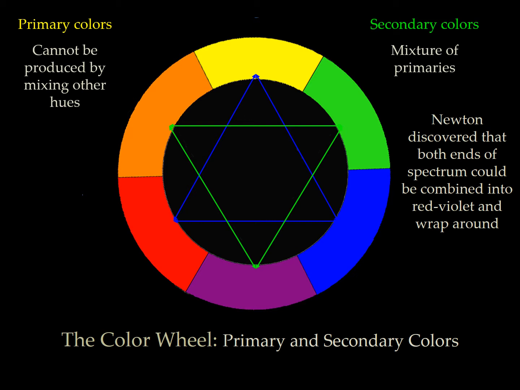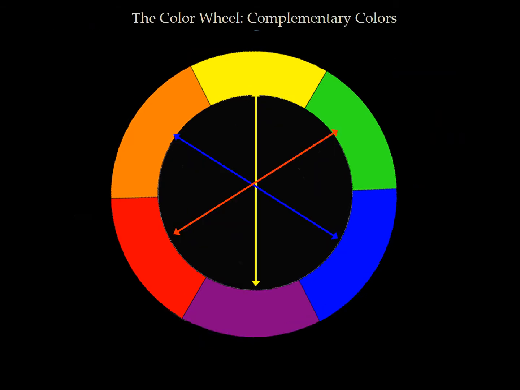Then finally, you have secondary colors, which are made by mixing the primary colors. Thus, you mix yellow and blue, you'll get green. You mix yellow and red, you'll get orange. All right, now across from each other on the color wheel, we have complementary colors that, when placed next to one another, will appear to oscillate and are very bright.